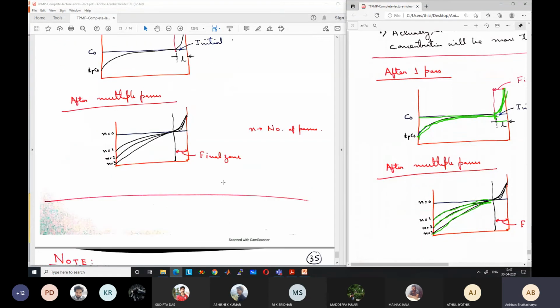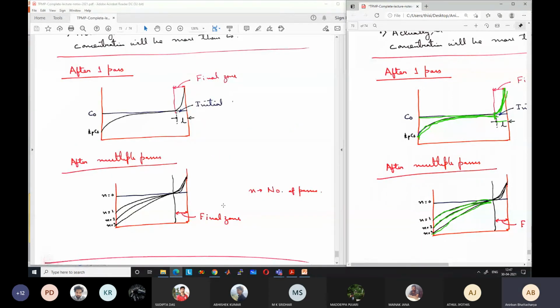Can anybody say, I have 10% impurity initially, and the partition coefficient Kp is 0.1. After three passes, what will be the percentage of impurity at the beginning of the solid? After one pass, what will be the percentage of impurity at the beginning of the solid? Initial impurity is 10%, C0 is 10% and Kp is 0.1. So what will be the impurity percentage after one pass at the beginning of the solid?